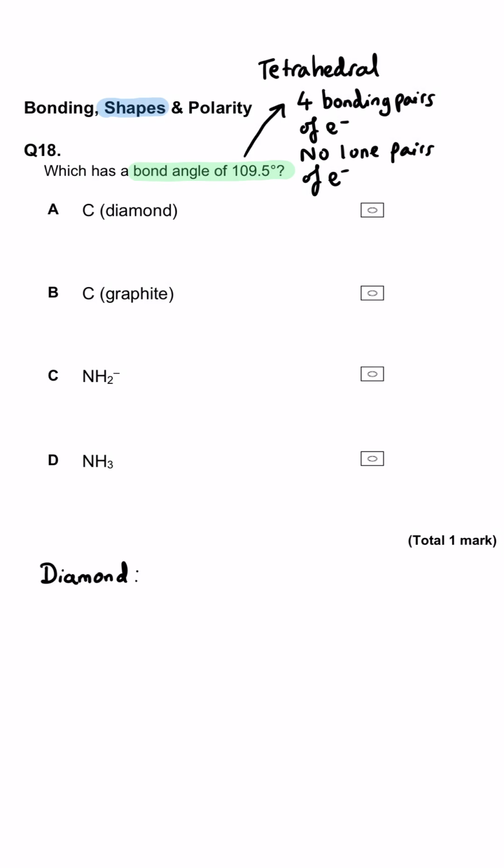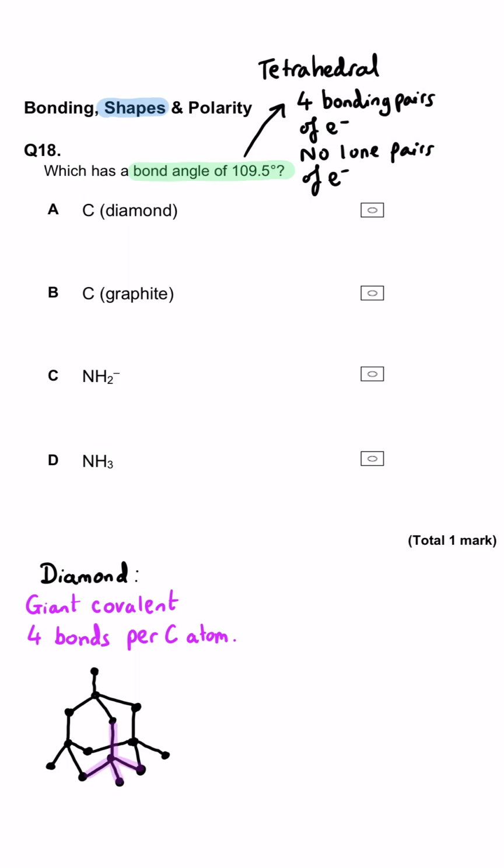Looking at A, carbon in the form of diamond is a giant covalent structure where each carbon atom in the structure is covalently bonded to 4 others. These 4 bonding pairs of electrons around each carbon atom will be in a tetrahedral arrangement, and so therefore the bond angle will be 109.5, and so A is the correct answer.